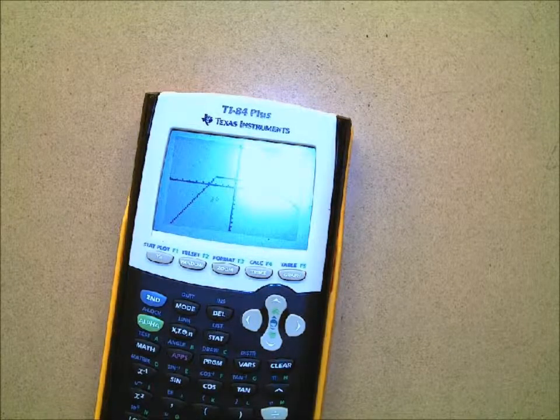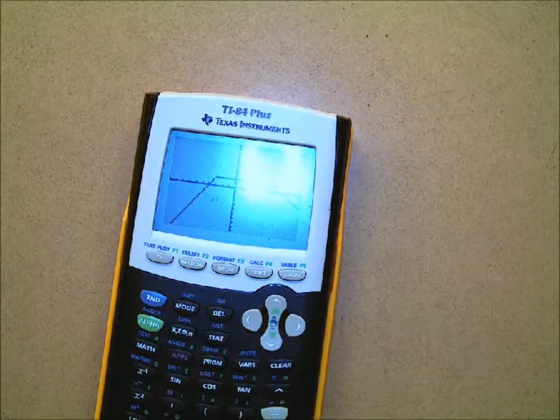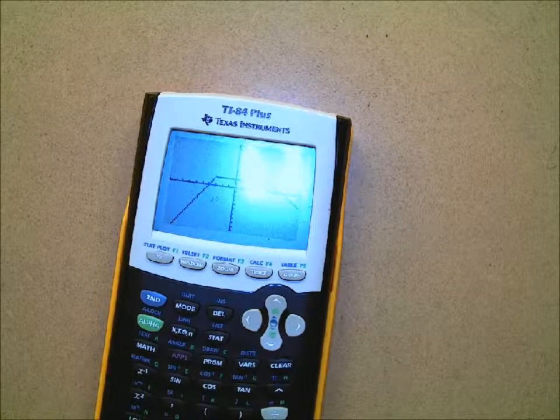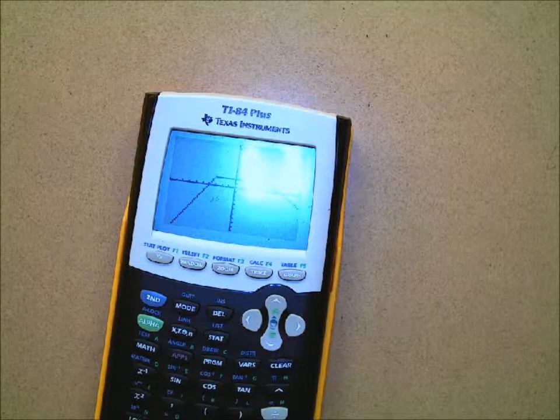Okay, I got one more paper here. We're going to do a little more practice of these piecewise functions. Oh no! You got it there. It's supposed to be, but I'll get it.